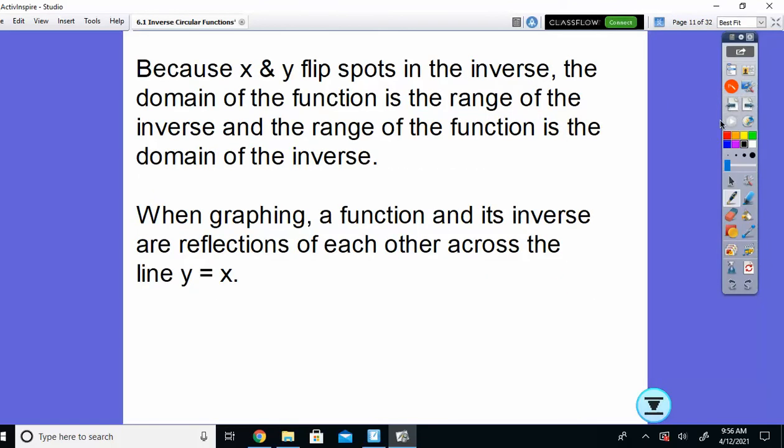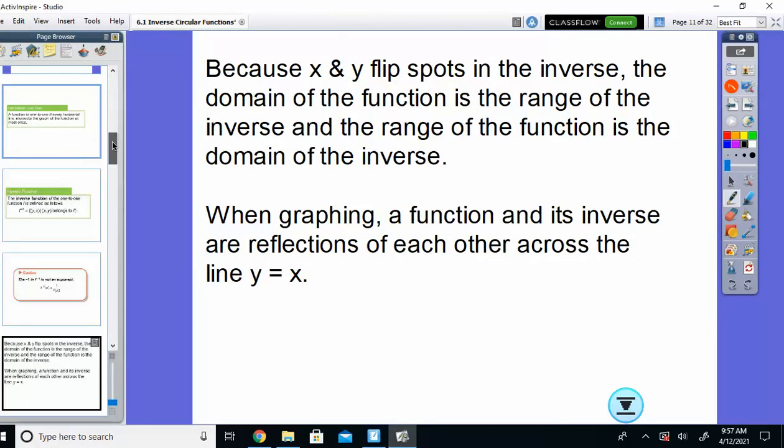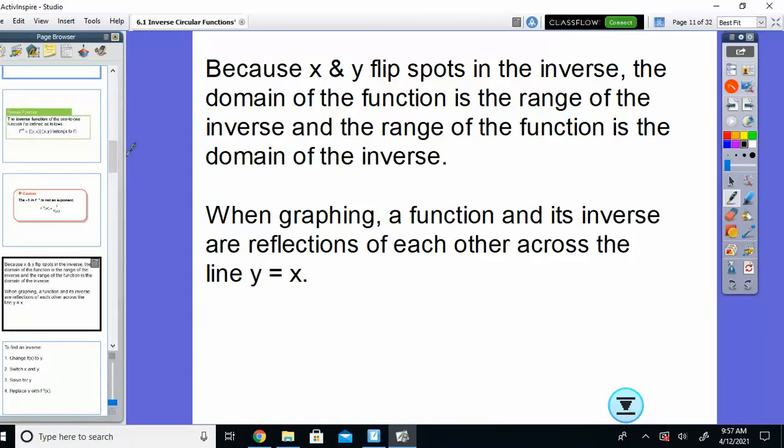If you find an inverse, the x becomes the y. So the domain of the original one equals what in your inverse? Okay, so when you find an inverse, your x's turn into y's, right? So the domain of your original, the x's in the original, those become the y's in the inverse, so those become the range. So the domain of the function is equal to the range of the inverse. The range of the function would equal the domain of your inverse.